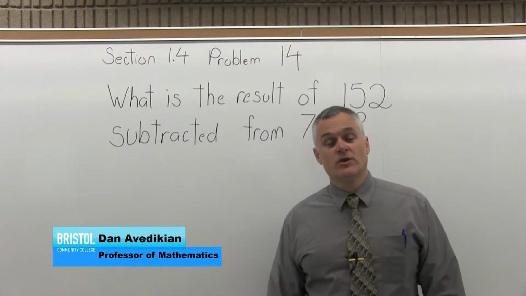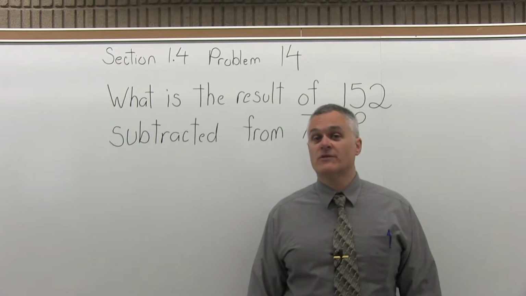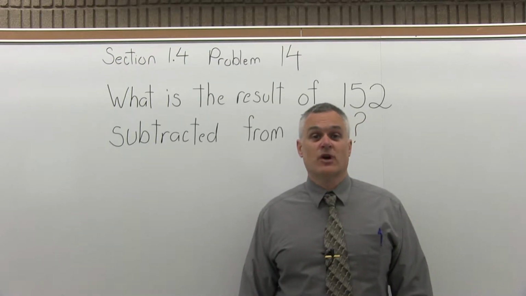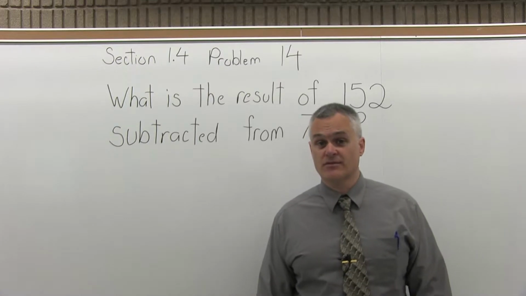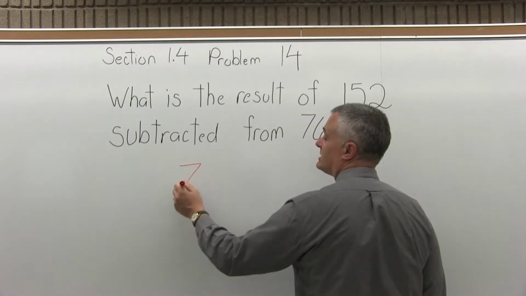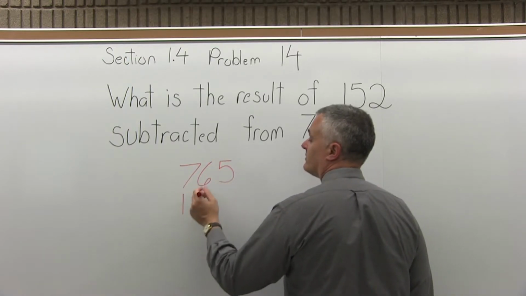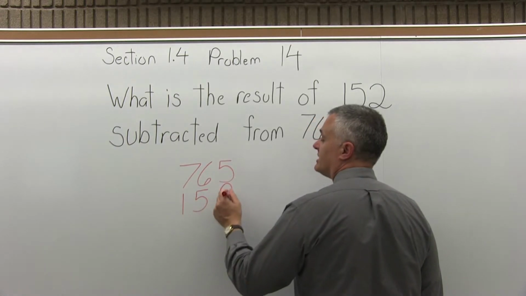This is Section 1.4, Problem 14. It says, what is the result of 152 subtracted from 765? So to do that subtraction, I write the larger value first, 765. I write the 152 beneath it. Again, I want the digits to line up.